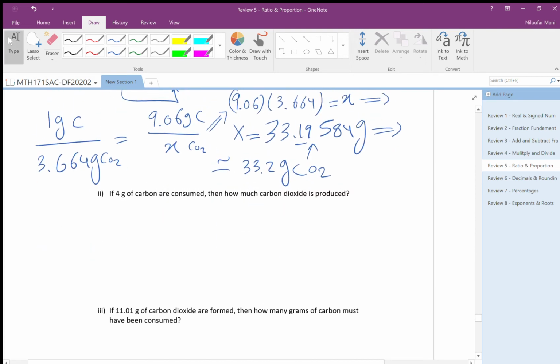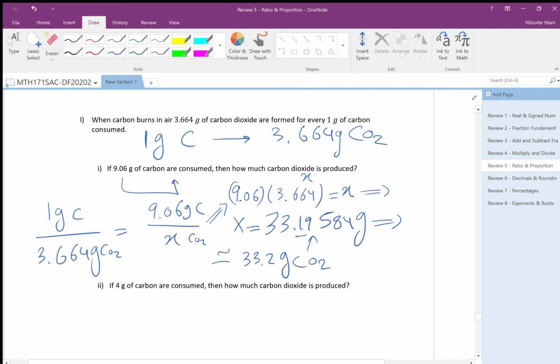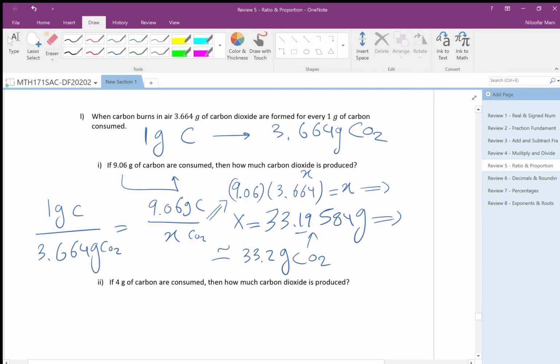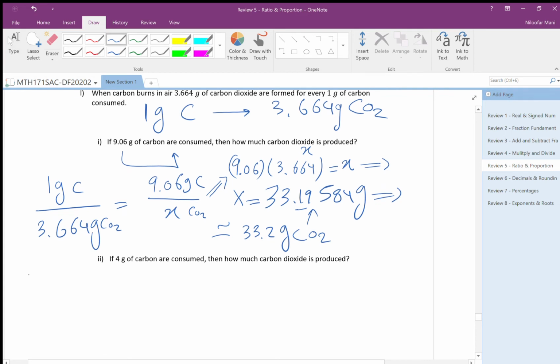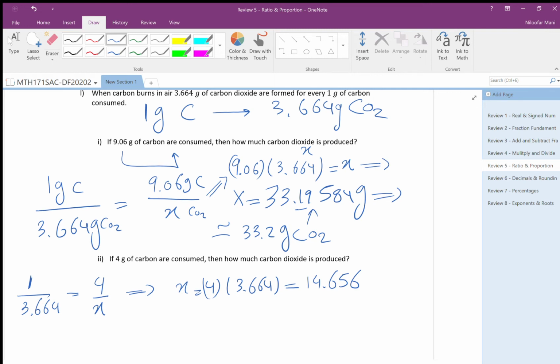So how about this? If 4 grams of carbon are consumed, how much CO2 is produced? It's the same type of question, right? So I can say the same: 1 over 3.664, 4 over how much? And then X is 4 times 3.664, which equals 14.656. Yes, so I need to do 4 times 3.664. And that's gram.